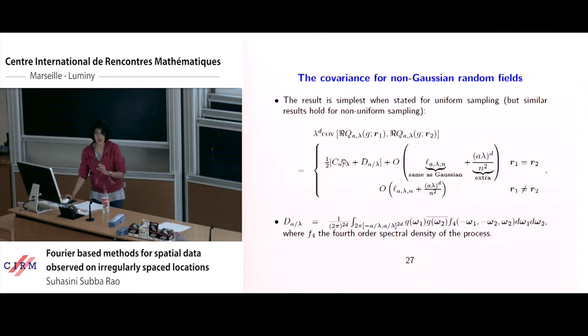This here is due to the Gaussian term I just gave you. So some sort of integral of the spectral density squared. This term over here is pretty disgusting, but if you're familiar with time series and all the spectral analysis there, it's simply a Fourier transform of the fourth order spectral density function. And then we have the additional term, which is the same as the Gaussian. That's just the error due to the Gaussian approximations.